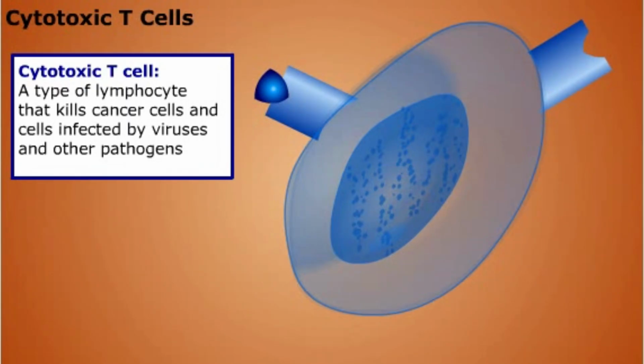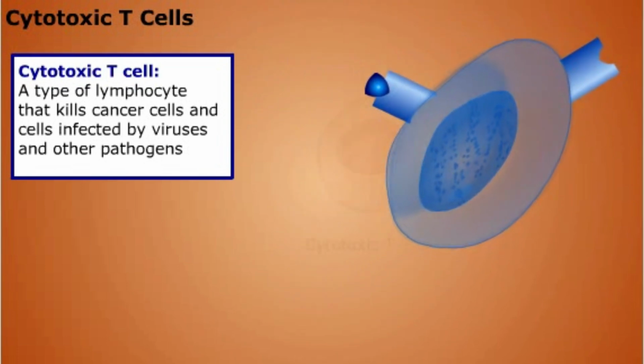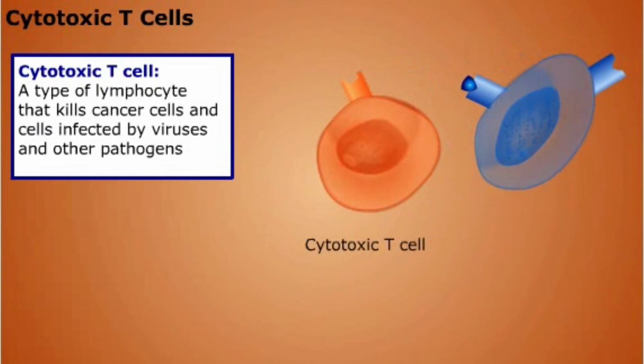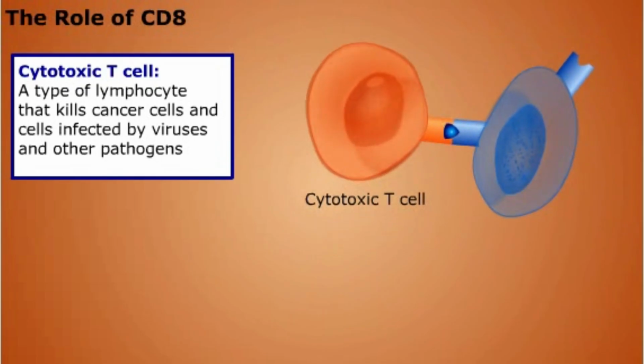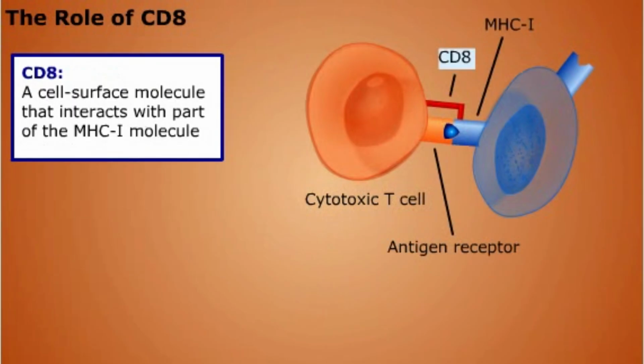If the cell is infected by a virus, the fragment could be from a viral protein. The viral protein fragment is carried to the cell's surface, where it is presented to the cells of the immune system. The interaction between an infected cell and a cytotoxic T cell is enhanced by another cell surface molecule called CD8. CD8 interacts with a part of the MHC1 molecule, keeping the two cells together while activation takes place.